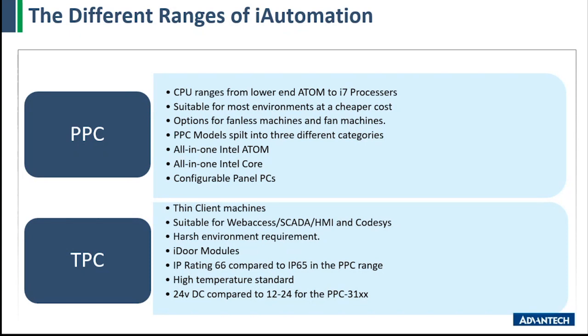So with the PPCs themselves, they're subcategorized in 3 different areas, which I'm about to get into now. Just a brief overview of them. There's the all-in-one Intel Atoms, so that's generally the Atom, the Celeron, and the Pentium CPUs. We have our all-in-one Intel Cores, which is our i3, i5, and i7s. And then we have a configurable panel PC.